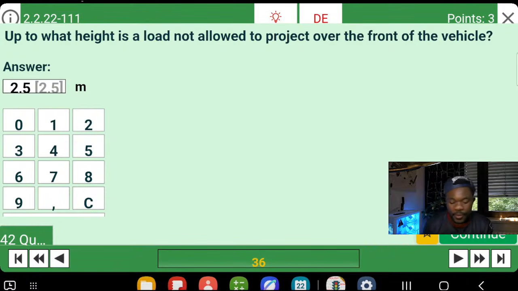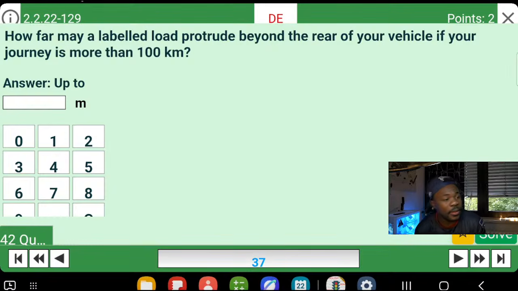Okay. How far may a labeled load project beyond the rear of your vehicle if your journey is more than 100 kilometers per hour?